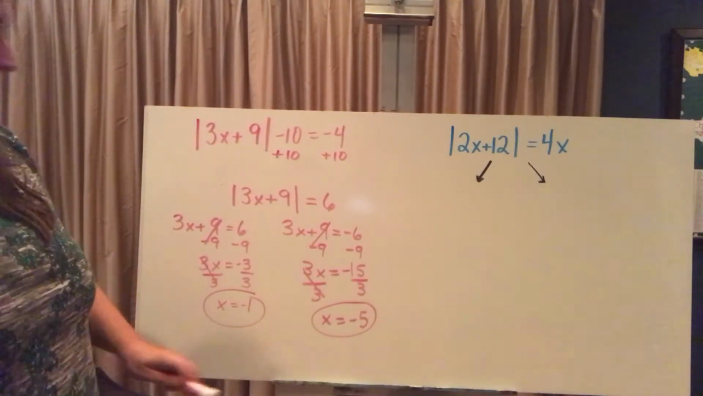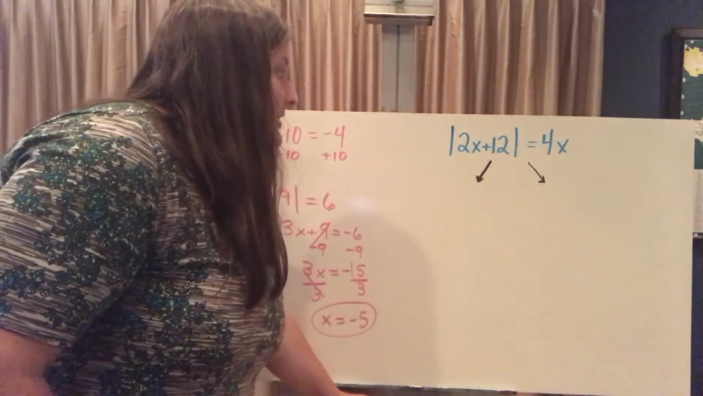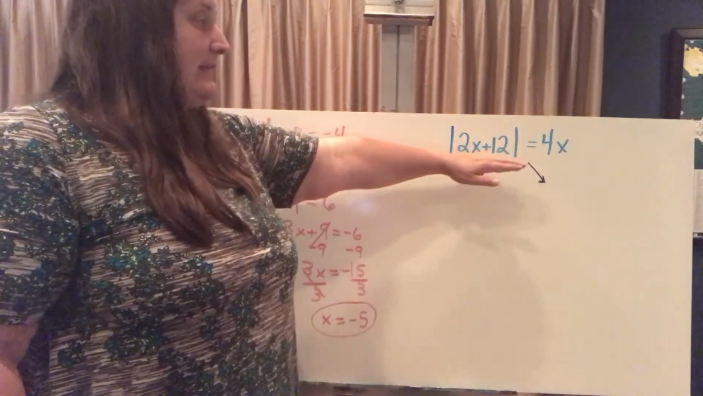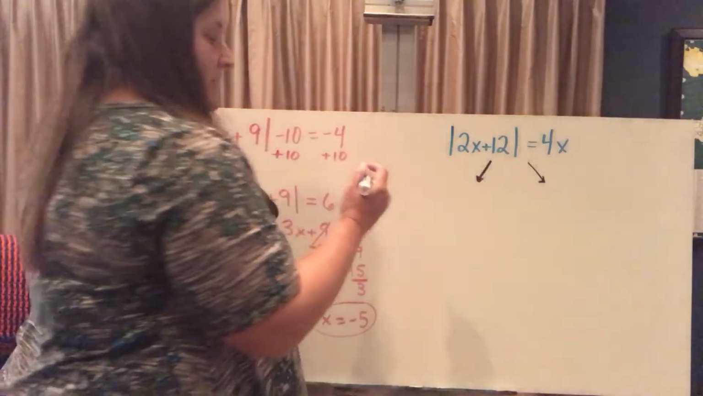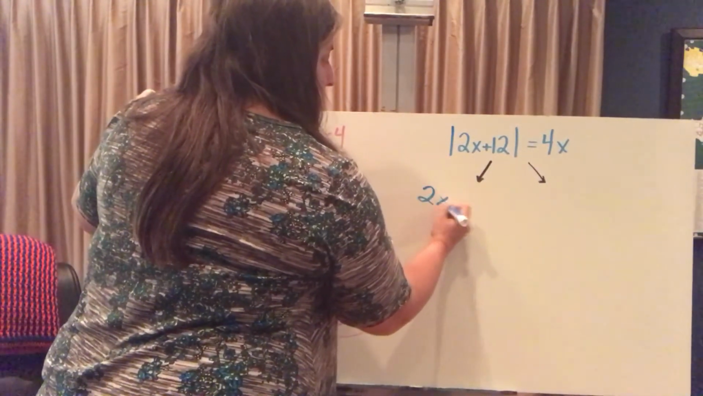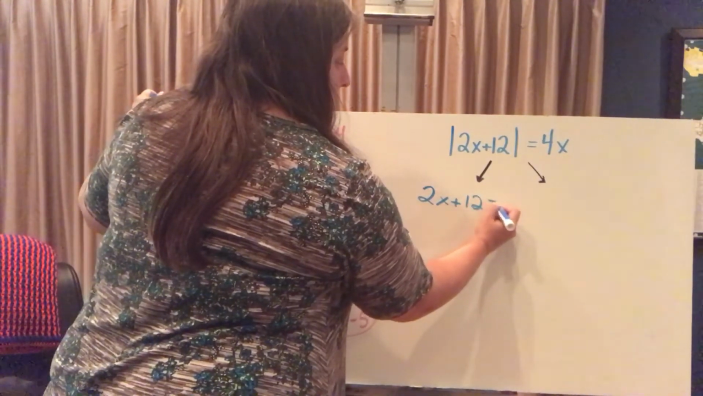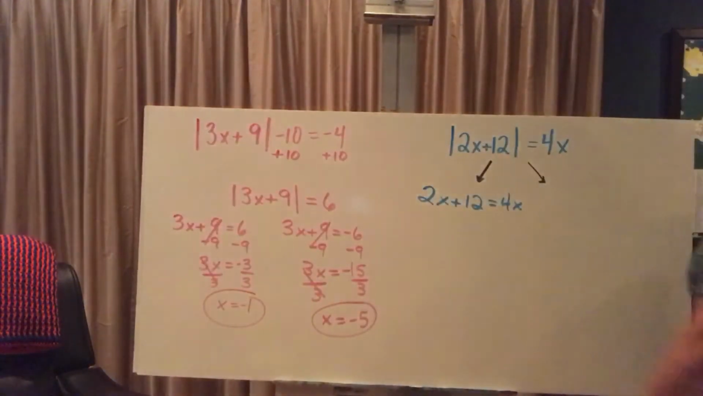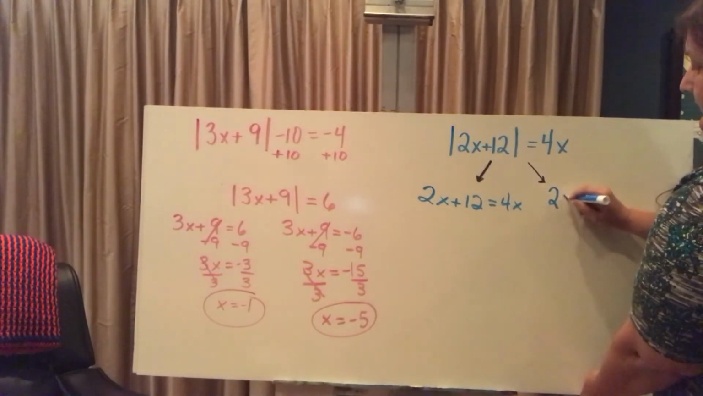I'm going to try another problem. This time I've got the absolute value of 2x plus 12 equals 4x. Now this absolute value could be equal to 4x, or it could be equal to negative 4x.